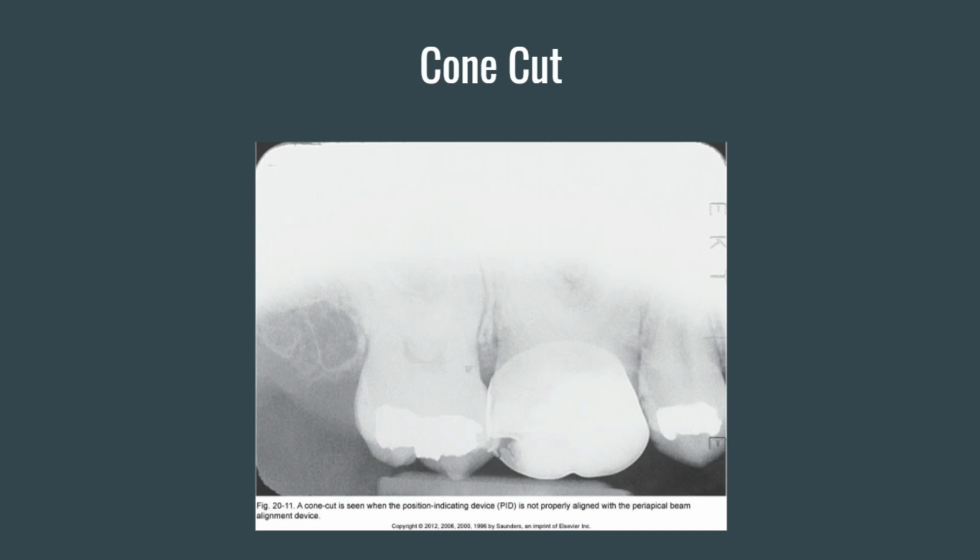So to correct this, you want to make sure that that PID is always properly lined up. This is why the paralleling technique can be such a good thing or have so many advantages, because if you line that PID up correctly with that ring, you won't have cone cut. However, on the opposite side of that, if it drifts at all, if it moves slightly up or slightly down, you can have that cone cut still. So the paralleling technique does not completely solve the problem.